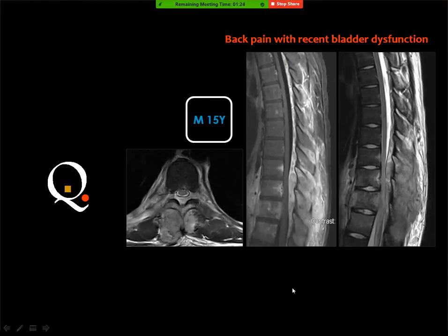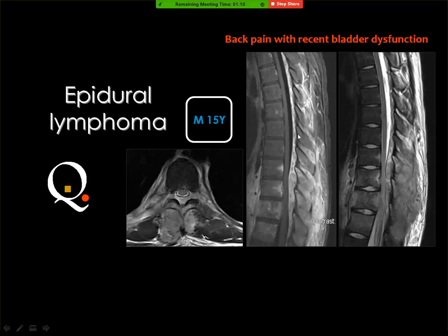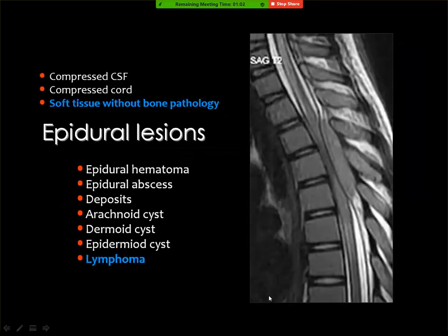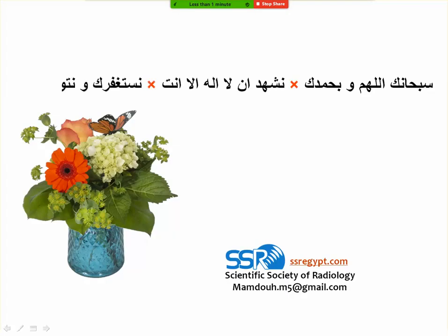I think this is the last case, and we have about 2 more minutes before the closure of the Zoom. Lymphoma or epidural abscess? Yes, and you have an epidural lymphoma. This is a good possibility because of the enhancement and the extraosseous soft tissue component, which is also seen in the axial images. And this is the differential diagnosis of epidural lesions, which include hematoma, abscess, deposits, arachnoid, dermoid, epidermoid, and the lymphoma. Thank you very much.